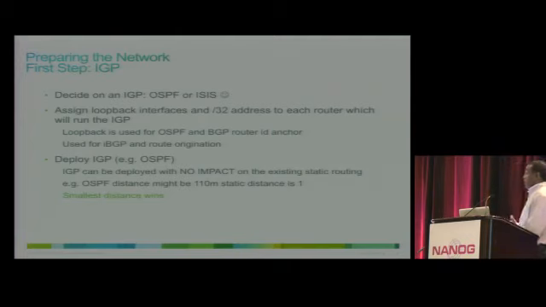Then obviously you have to have loopback IP addresses configured. Obviously the loopback IP address will be /32, and they have to be injected into IGP. It's used for BGP peering as well as for route origination. That's the loopback IP address. It's also used for router ID for BGP.